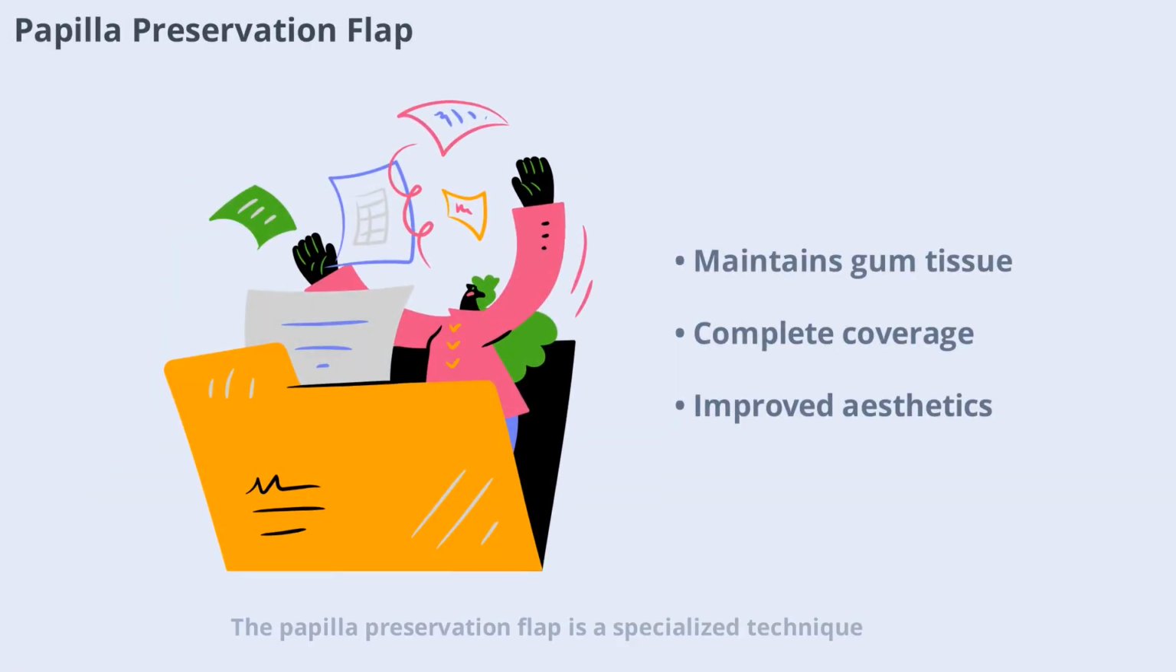The papilla preservation flap is a specialized technique used to cover the interdental area after graft placement. This approach helps maintain the gum tissue between teeth, providing complete coverage and better aesthetic outcomes. It is especially useful in areas where appearance is important and where maintaining tissue integrity is critical.